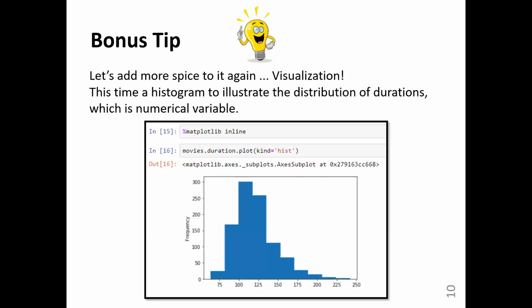What about this? Please, this time say movies.duration.plot and we're going to use a histogram. The default value for that is 10, so we have 10 buckets. And we can simply understand that the majority of the movies are between 100 to 150. The duration of the majority of the movies is between 100 to 150.